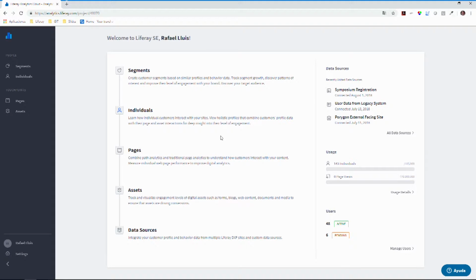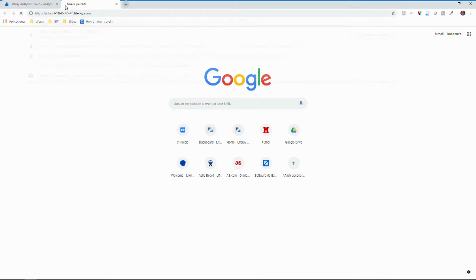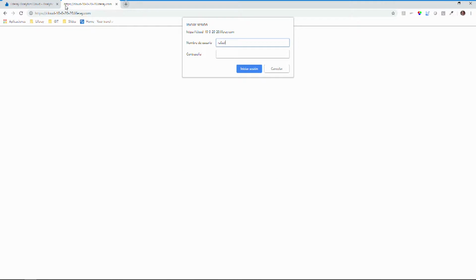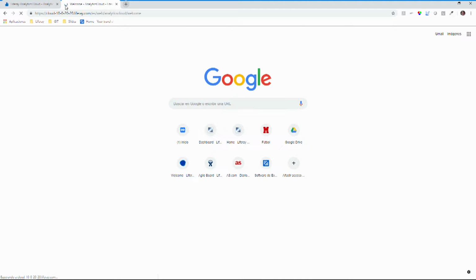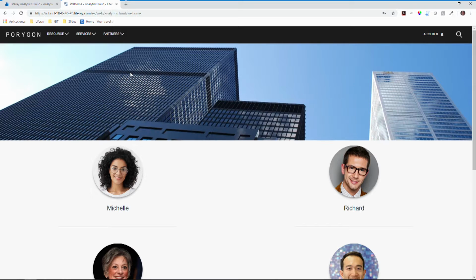Okay. So here we start seeing how Analytics Cloud looks. I have a site here that is called this one. Okay, it's this site. It's a simple Liferay DXP site as an example. And this site is connected to Liferay Analytics Cloud.